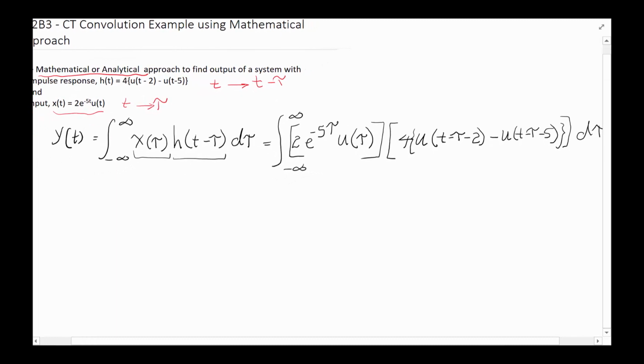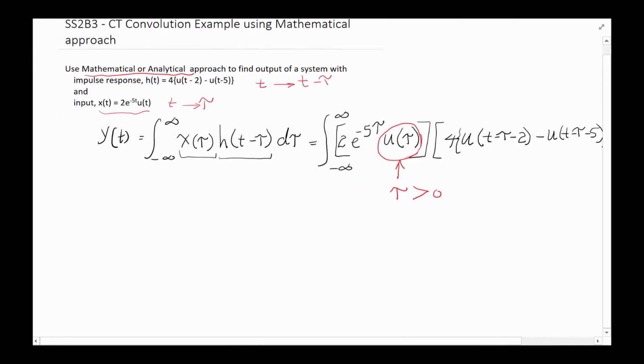So let's see what all these different things are telling us. Let's break them down one at a time. This u of tau is telling us that this thing is non-zero only when tau is larger than 0. So one condition is that this integral really doesn't play a role unless tau is greater than 0. That by itself lets us know that we can throw away half of this interval because it's going to be 0 and we don't have to worry about it.